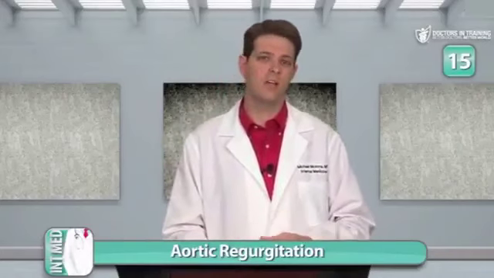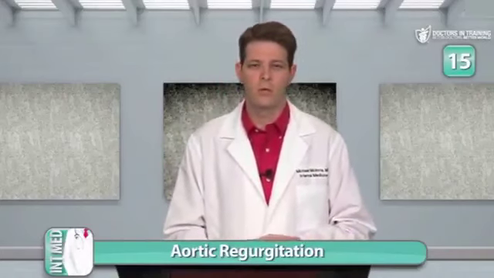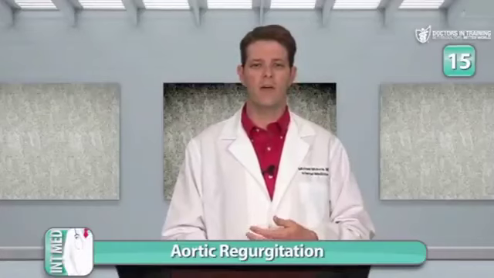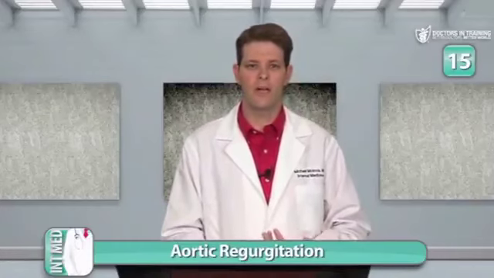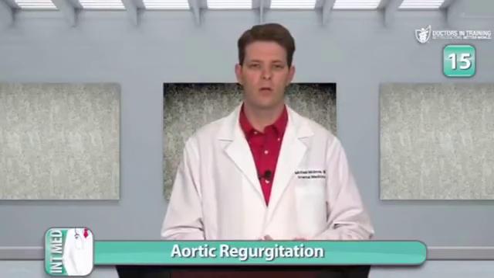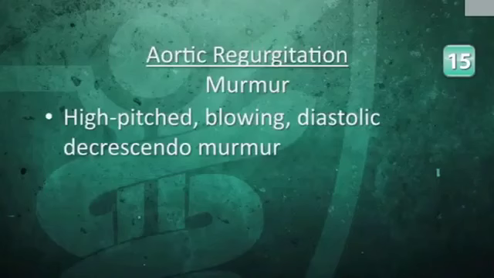First of all, is this a systolic or a diastolic murmur? Well, during diastole, the aortic valve should be closed. But if blood is regurgitating across the valve during diastole, you'll get a diastolic murmur. So this is a high-pitched, blowing, diastolic decrescendo murmur that's heard in the aortic position in the right second interspace.